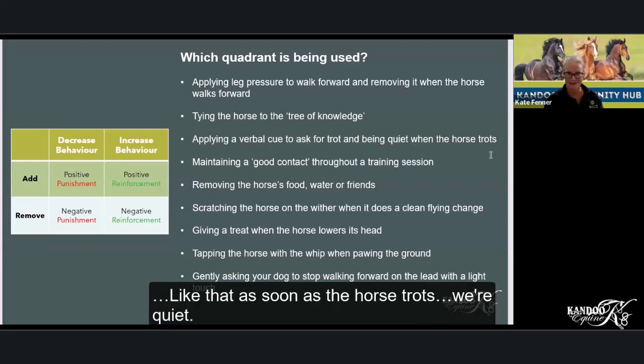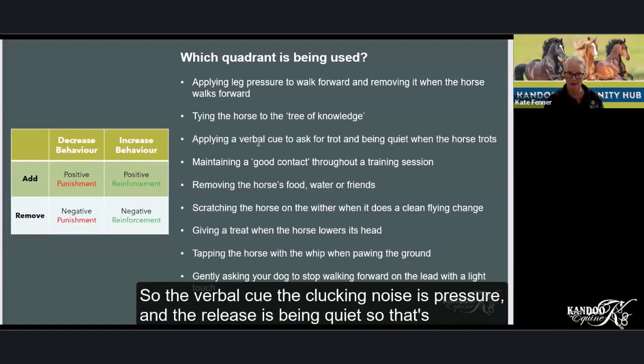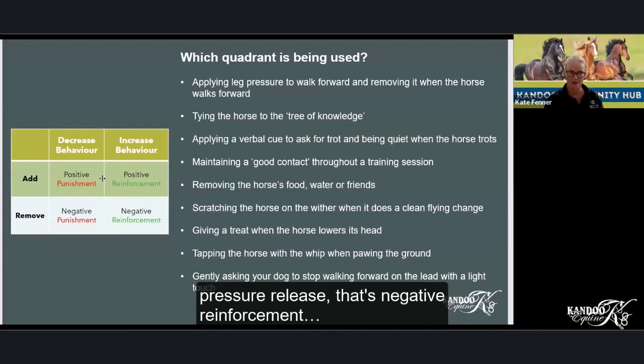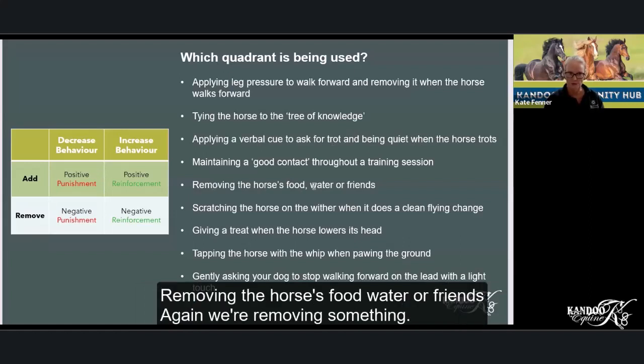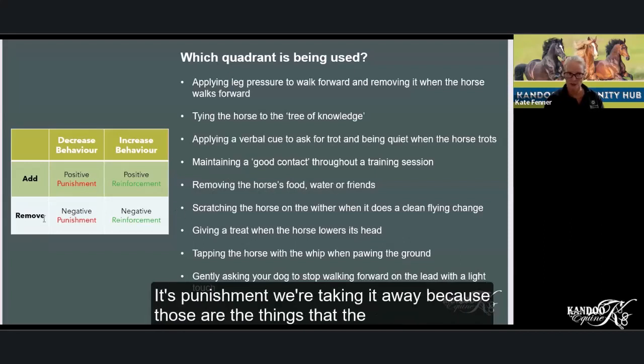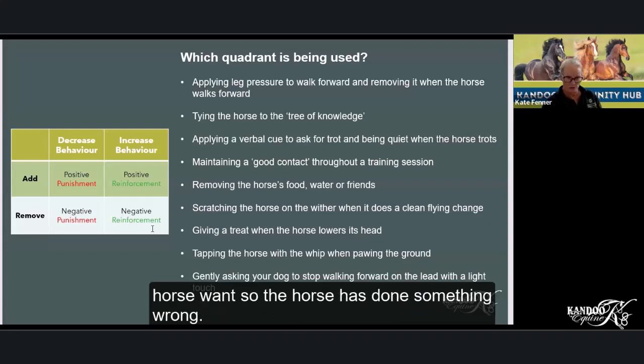So that might be like that. As soon as the horse trots, we're quiet. So the verbal cue, the clucking noise, is pressure, and the release is being quiet. So that's pressure release. That's negative reinforcement. Removing the horse's food, water, or friends. Again, we're removing something. It's punishment. We're taking it away because those are the things that the horse wants. So the horse has done something wrong.